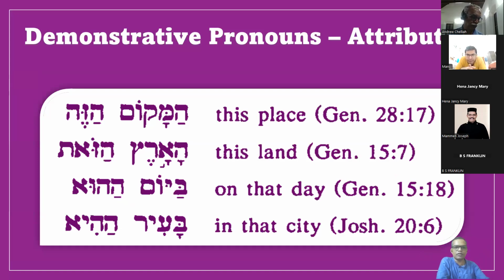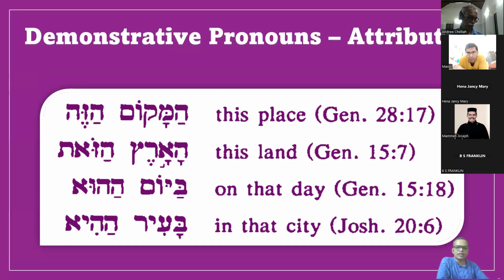So the demonstrative pronoun is taking the attributive function here. This place. Ha'aretz hazot, this land. Bayom hahu, on that day. Ba'ir hahi, in that city. So in this case, if you see the Hebrew word for that, hu and hi, they are appearing with definite articles, so it is very sure that it is functioning here as demonstrative pronoun and not as independent personal pronoun.